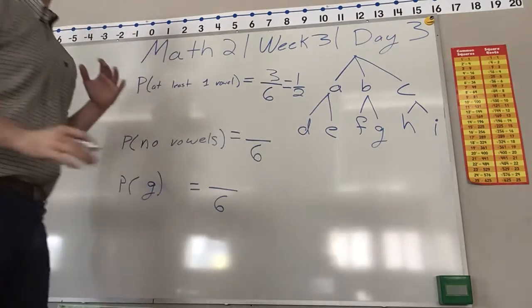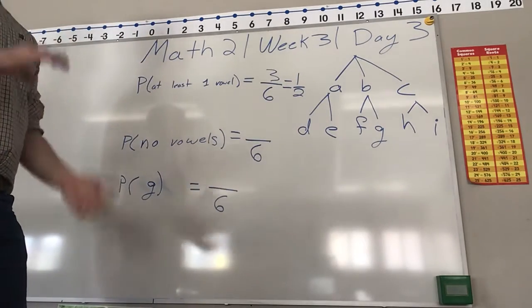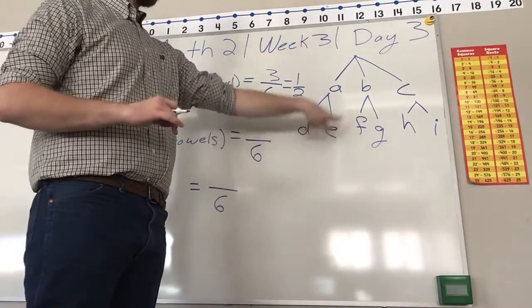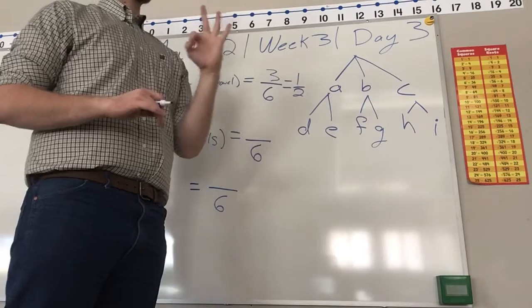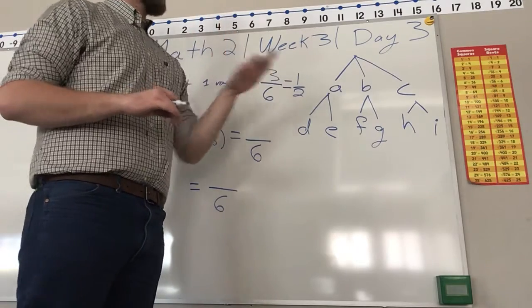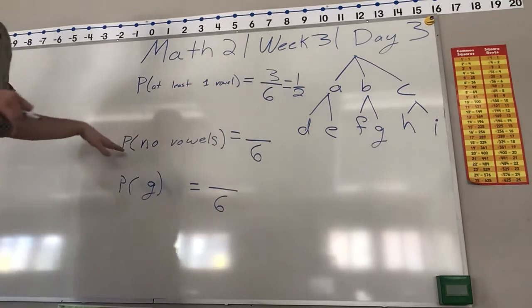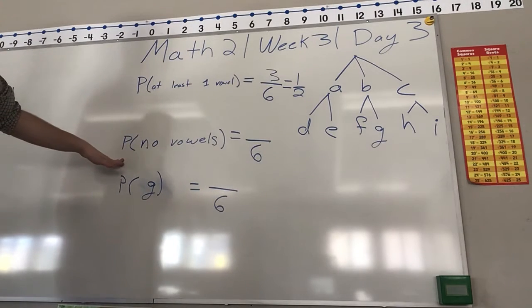So it's just as likely that we're going to get a path that has a vowel as we are to get a path that doesn't have a vowel. Now notice we didn't do 4 because there are 4 vowels in here, but only 3 paths contain at least one vowel. So we're not counting how many vowels there are. We're counting the paths. So let's look at our probability of no vowels.